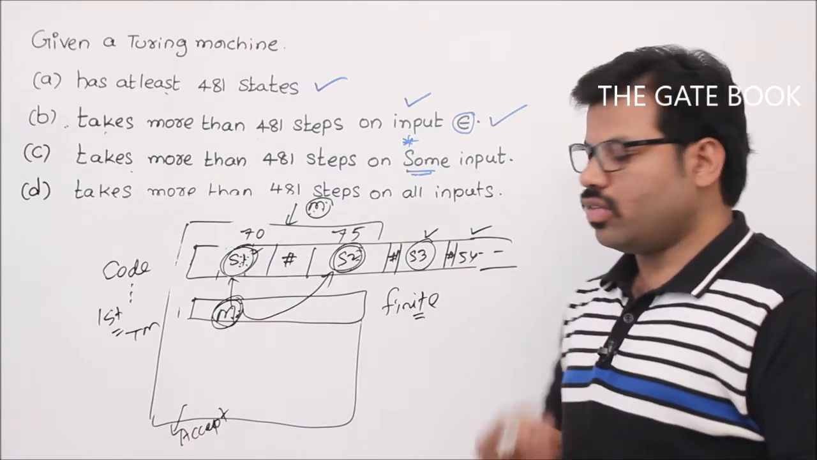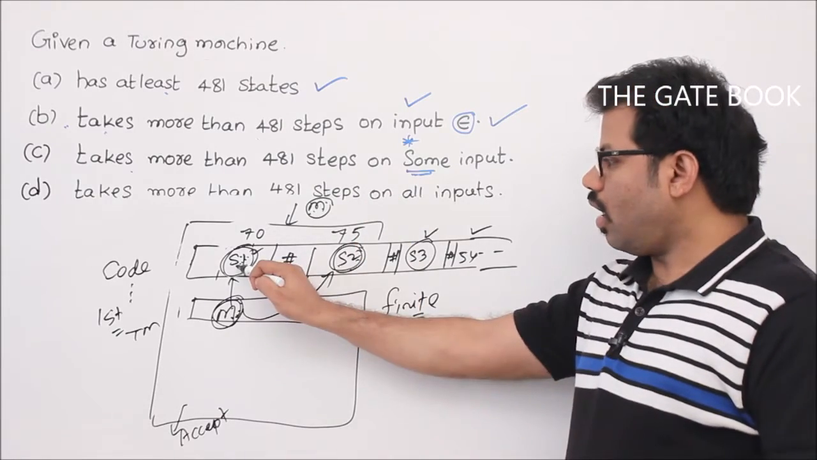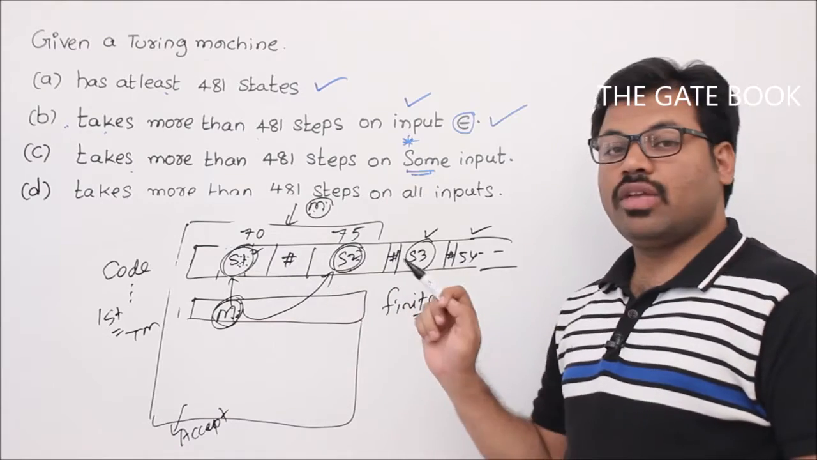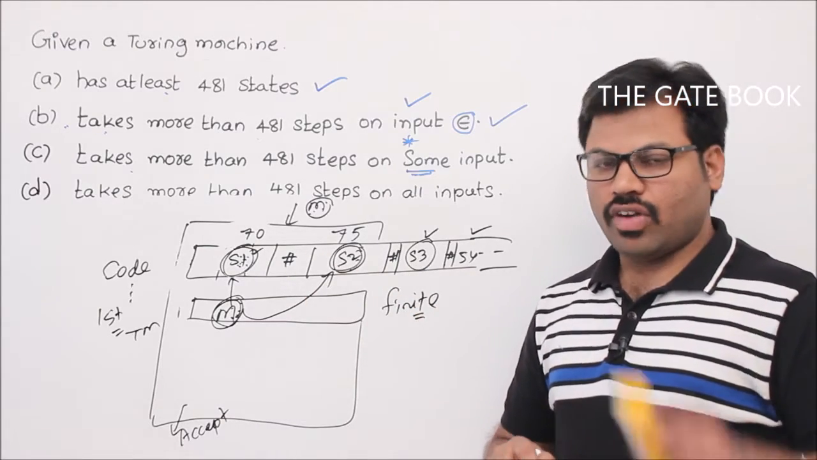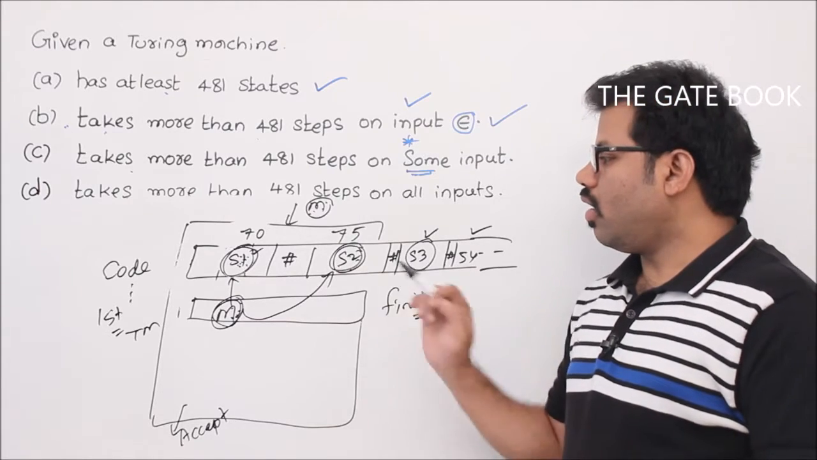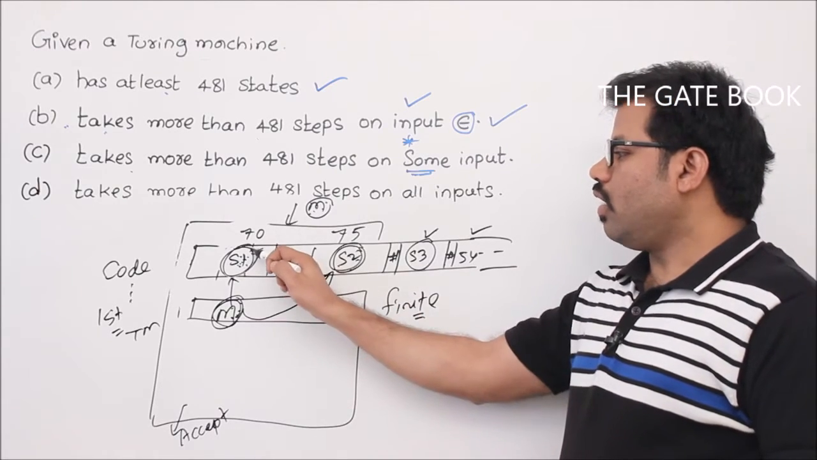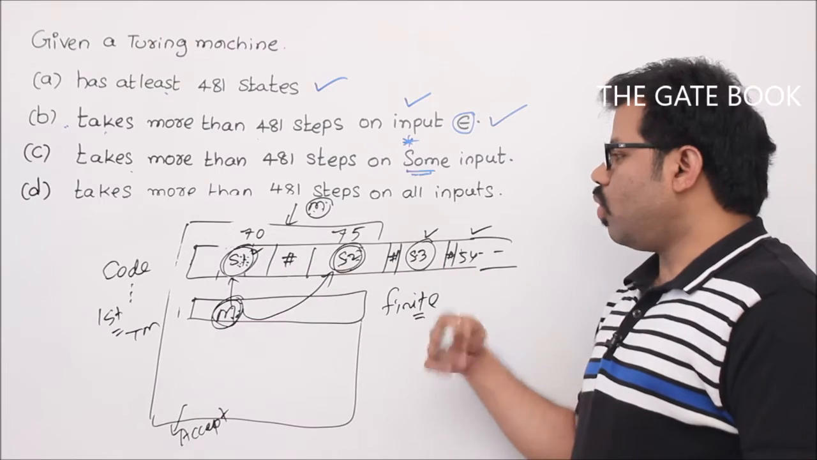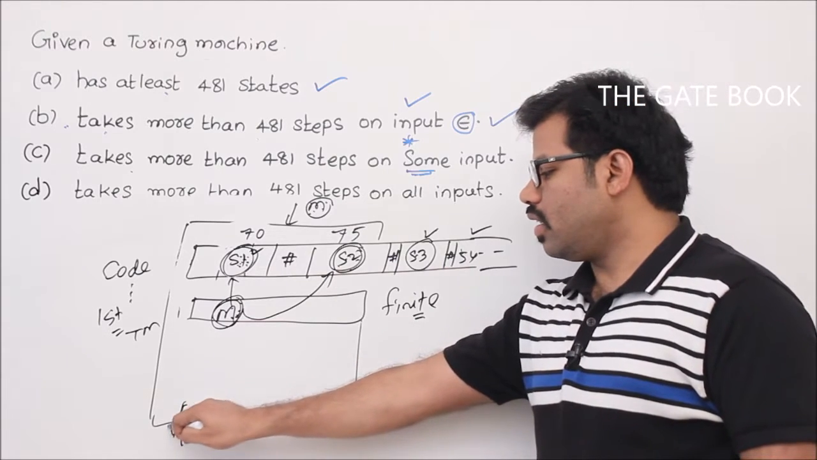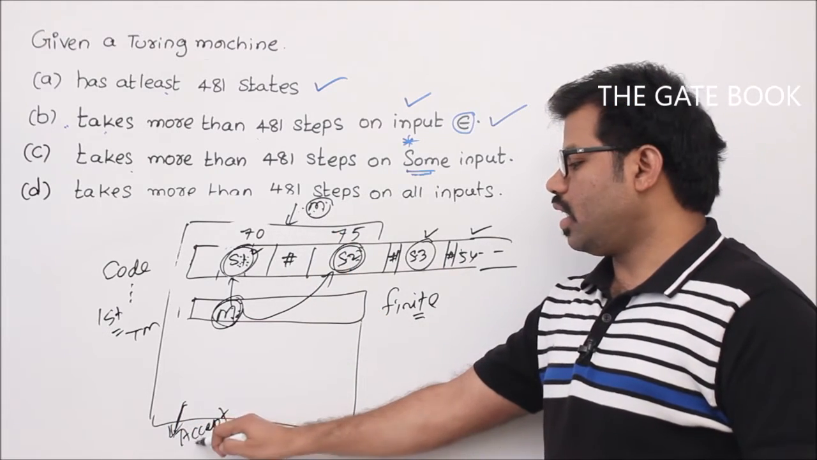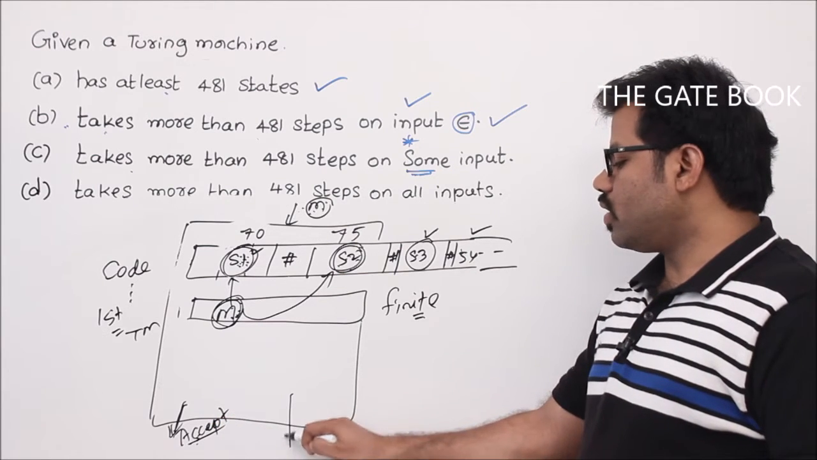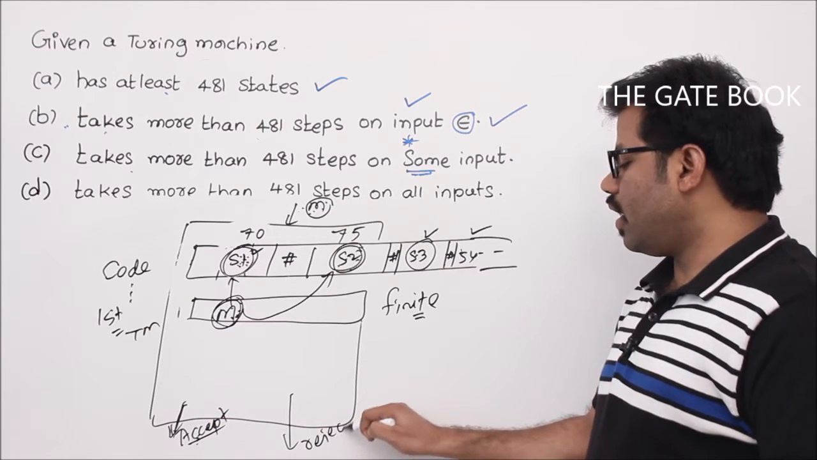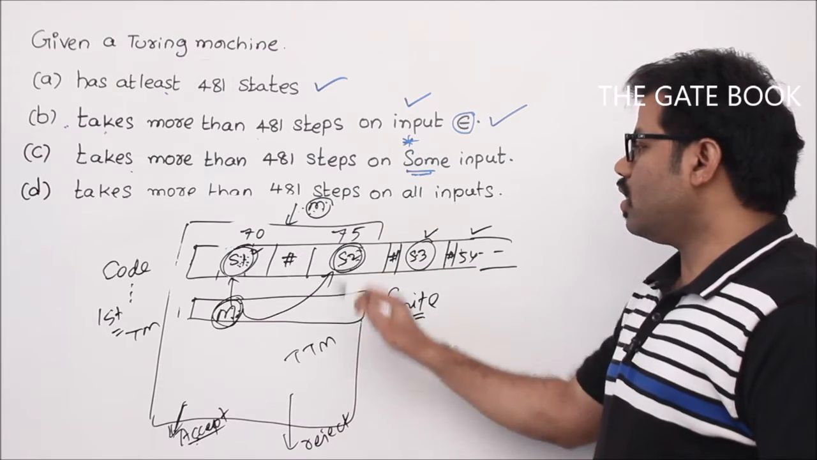Now the final summary. Run on all the inputs. All the inputs means only inputs of length at most 481. I will tell you the reason for that later. After that, if any of the strings takes more than 481 steps, say that yes, this Turing machine is taking more than 481 steps on some input, and say accept. Otherwise go to the reject state. In that way we can design a total Turing machine for this problem.